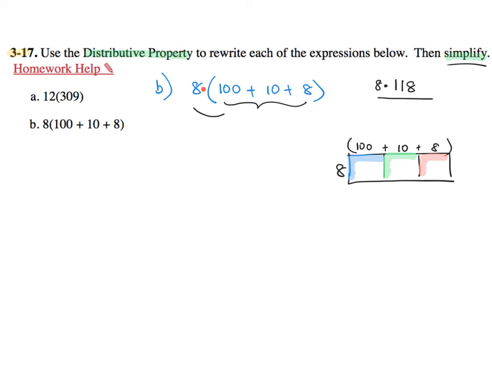So we have 8 times 100. Then we have 8 times 10. So we're distributing to each of the terms, and we're distributing the 8. And then 8 times 8. In between is the adding, but we don't add until we multiply. So go ahead and finish problem B on your own.